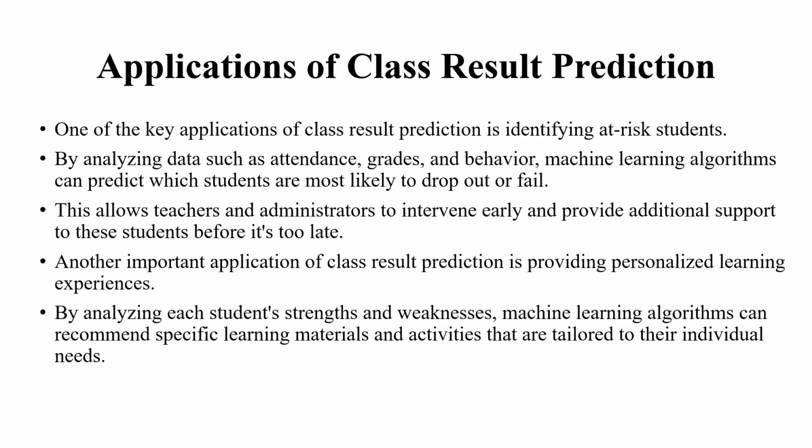Applications of class result prediction. One of the key applications of class result prediction is identifying at-risk students. By analyzing data such as attendance, grades, and behavior, machine learning algorithms can predict which students are most likely to drop out or fail. This allows teachers and administrators to intervene early and provide additional support to their students.